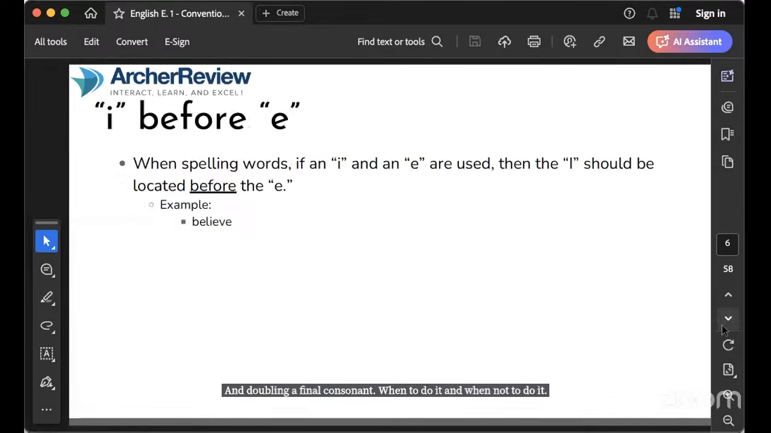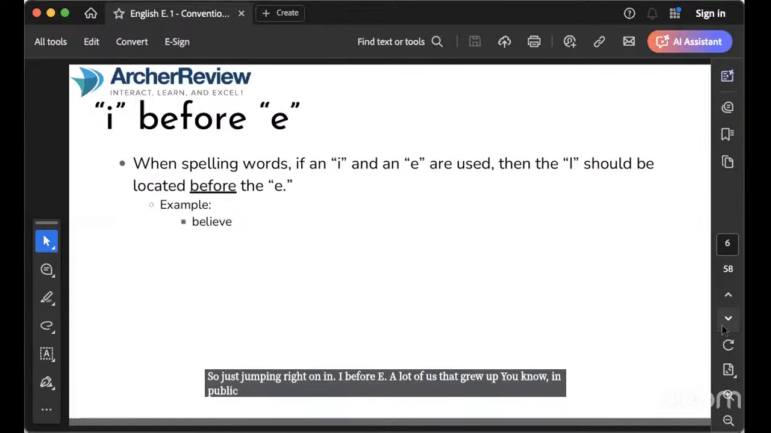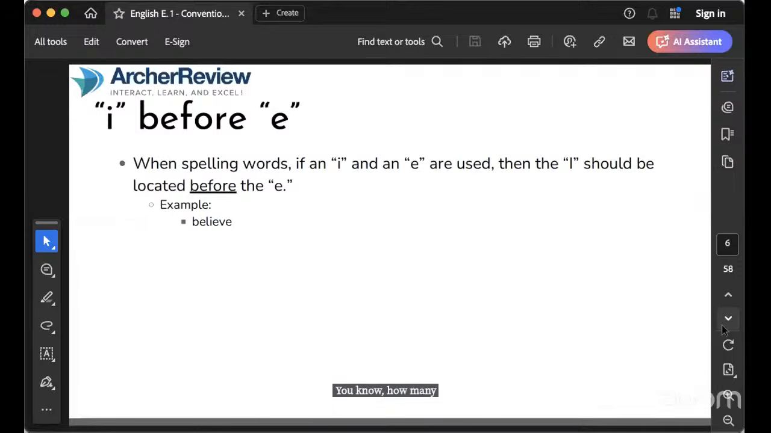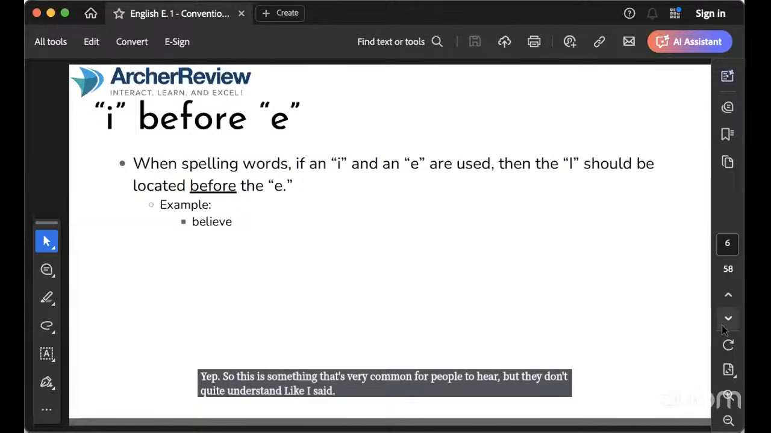So, just jumping right on in, I before E. A lot of us that grew up in almost all schools hear that little sing-songy I before E, except after C. How many of you have heard that? Yep. So, this is something that's very common for people to hear, but they don't quite understand the full scope of it. This is actually pretty in depth, and there are several different rules and exceptions to this.